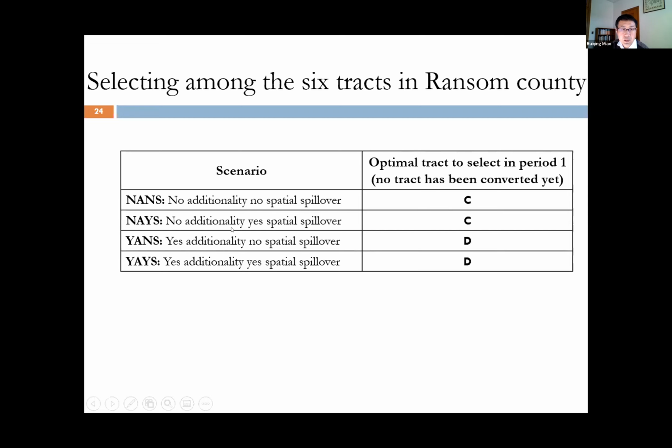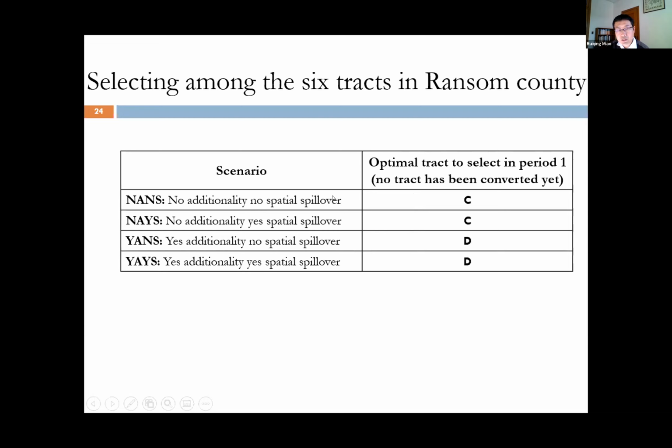If we consider spatial spillover but no additionality, it is still C. So overall, we found that whether or not we consider spatial spillover for these 6 tracts, it does not make a difference for the optimal land to ease. But considering additionality makes a difference.